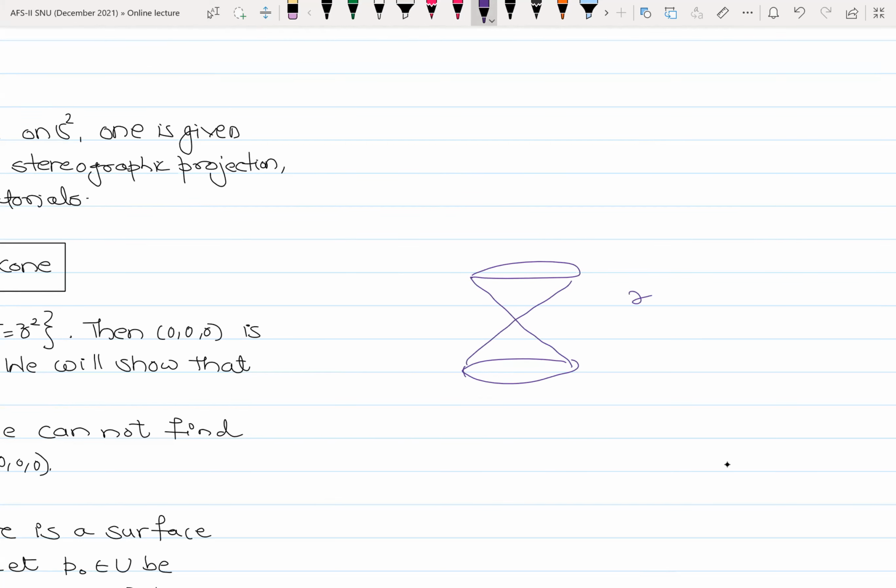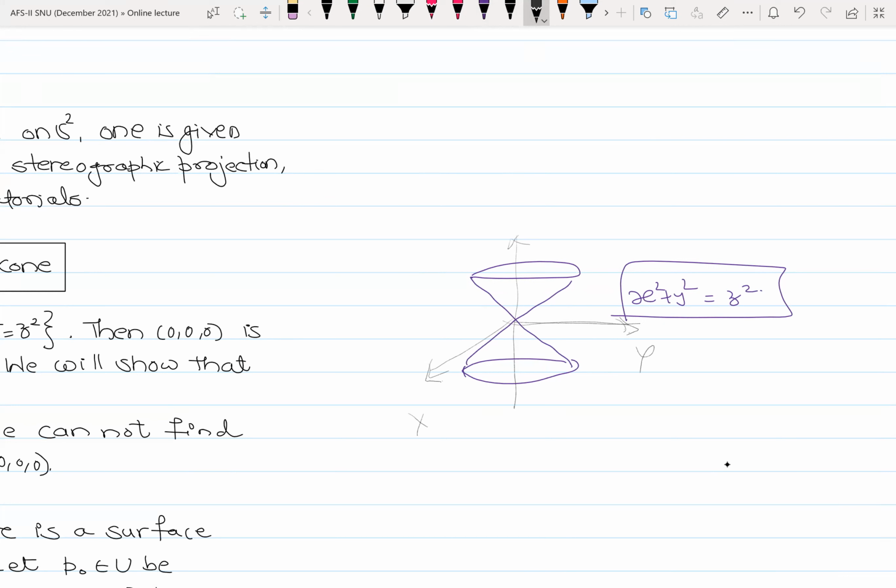It is x square plus y square plus z square is equal to, no, sorry, x square plus y square is equal to z square. Yes, right. So if you take the zeros of this, then what we get is this cone, right?